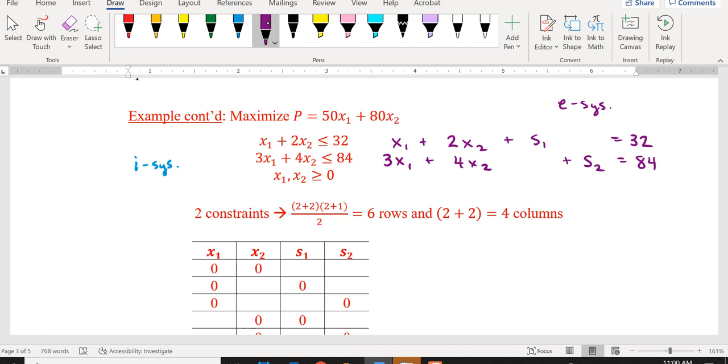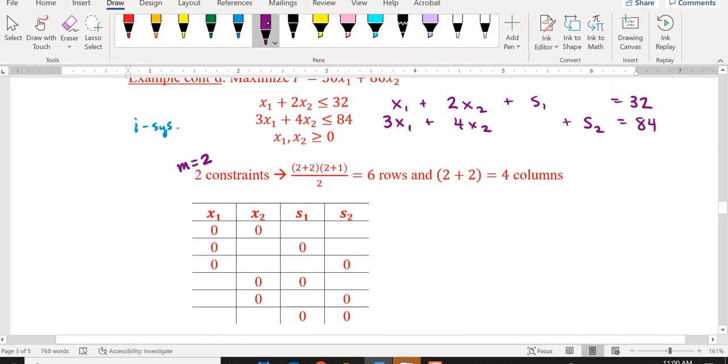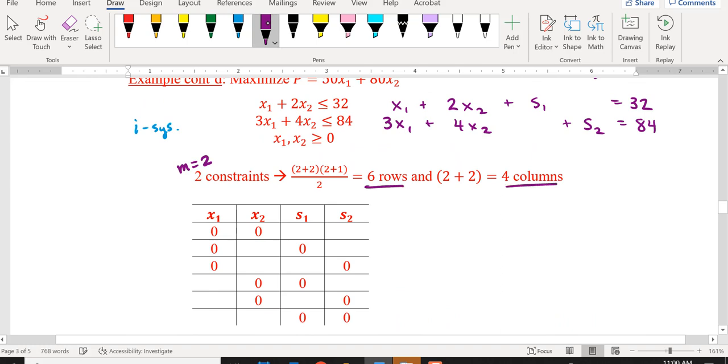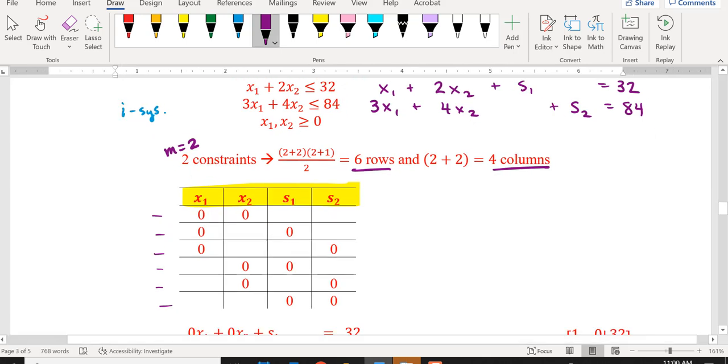I have 2 constraints, so my M is 2. We already did this up here. We found that we have 6 rows and 4 columns, correct? M is 2. I made a table and put my variables up top across the headers of the columns. I'm supposed to have 6 rows: 1, 2, 3, 4, 5, 6. Good. Then we assigned zeros in 2 spots per row, right?